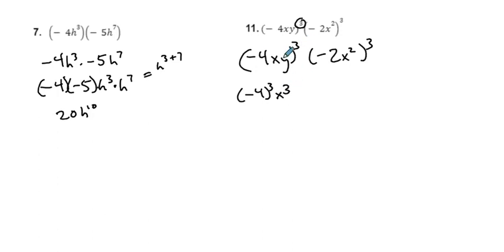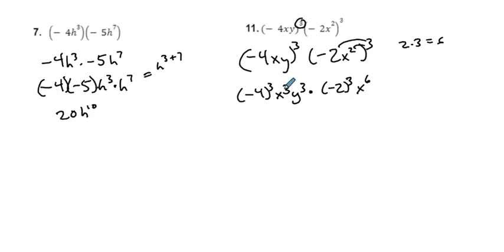x to the third power, for the same reason that negative 4 was to the third, because it's 1 times 3. And then y to the third power, again for the same reasons, times negative 2 to the third power, right, because we're applying this to everything. Negative 2 to the third power, and then x times x to the 2 times 3, right? And 2 times 3 is 6.